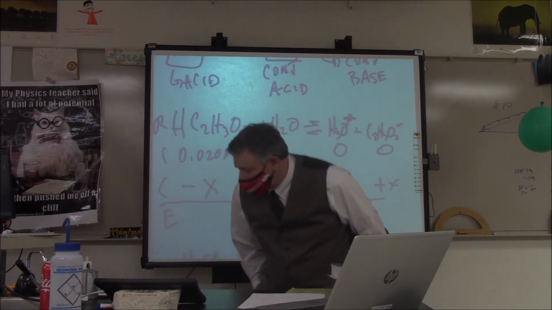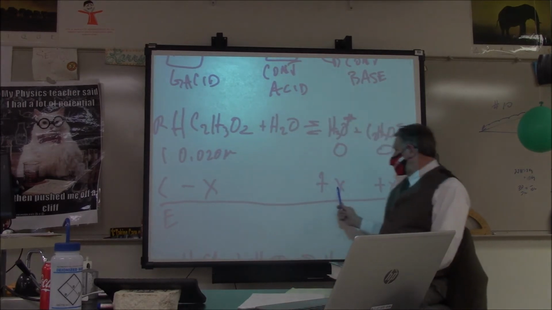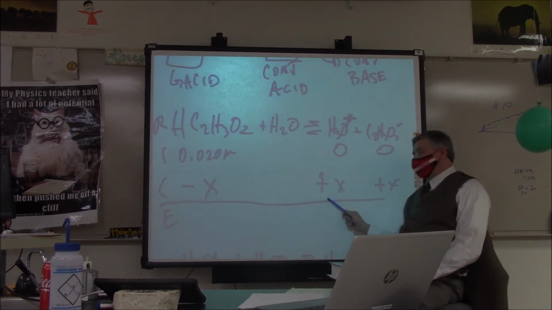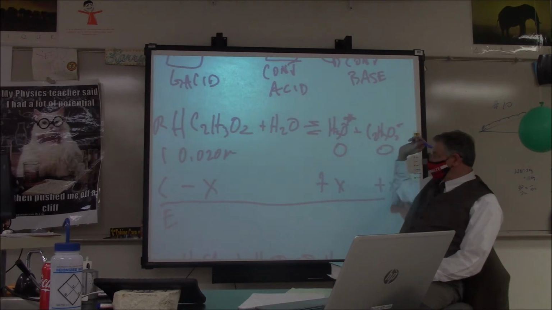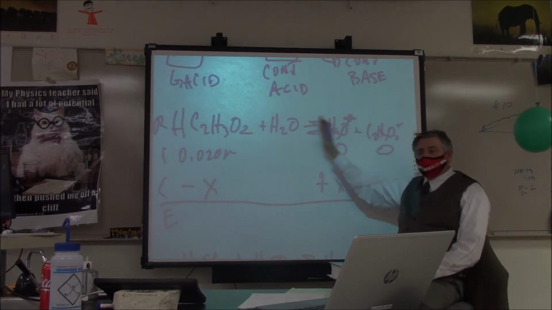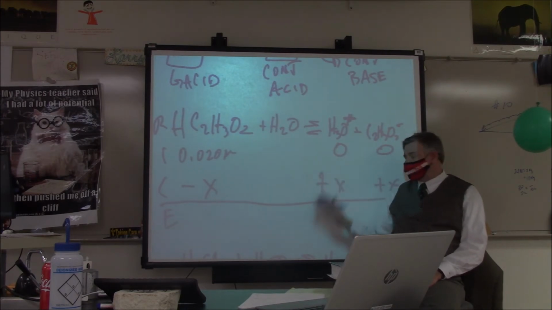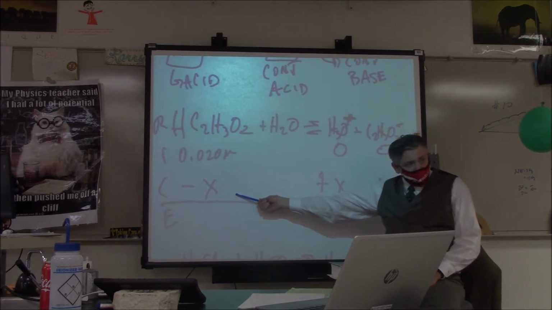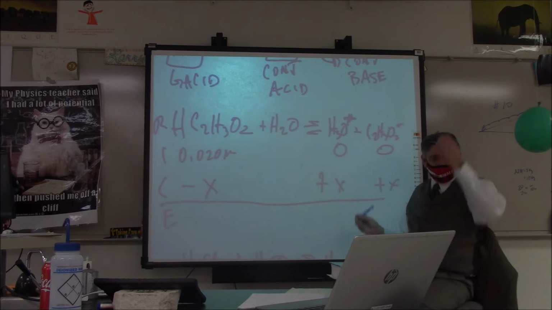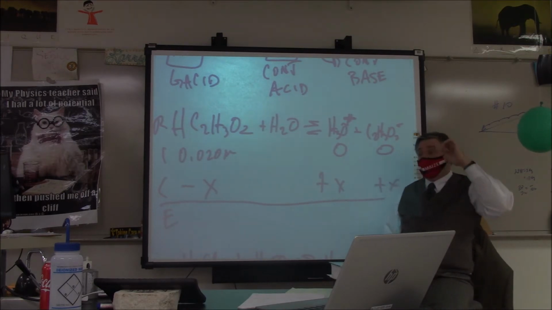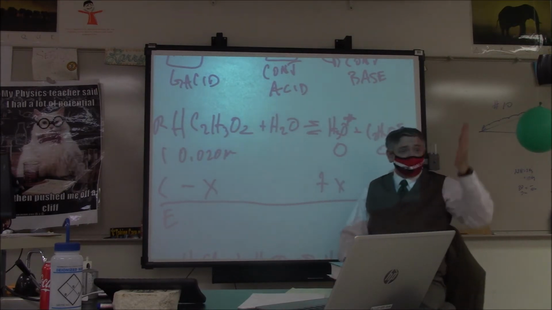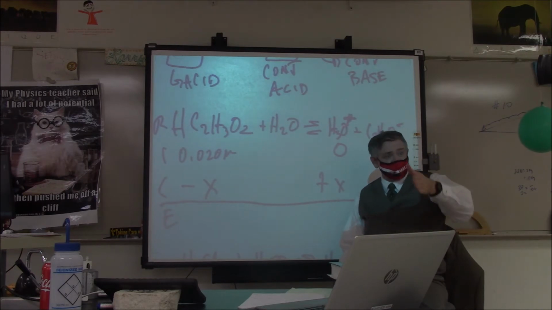Now, the reason that these are X's over here and not two X's is because these are all in 1-to-1 ratios. So whatever I lose here is whatever I gain here. So if you go with sandwiches, let's say that you have a sandwich that's a slice of bread and a slice of cheese.